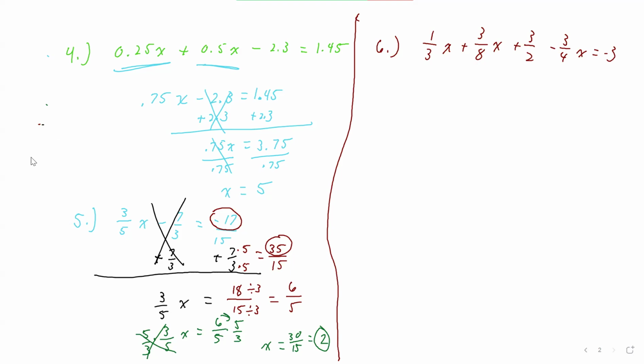So now we're going to combine like terms. But now when we combine on number 6 here, do y'all have time to write it? Oh, I know I got ahead of myself there. All right. So I need to combine 1/3 x, 3/8 x, and negative 3/4 x. Are we doing this by hand or by calculator? Let me show you both.